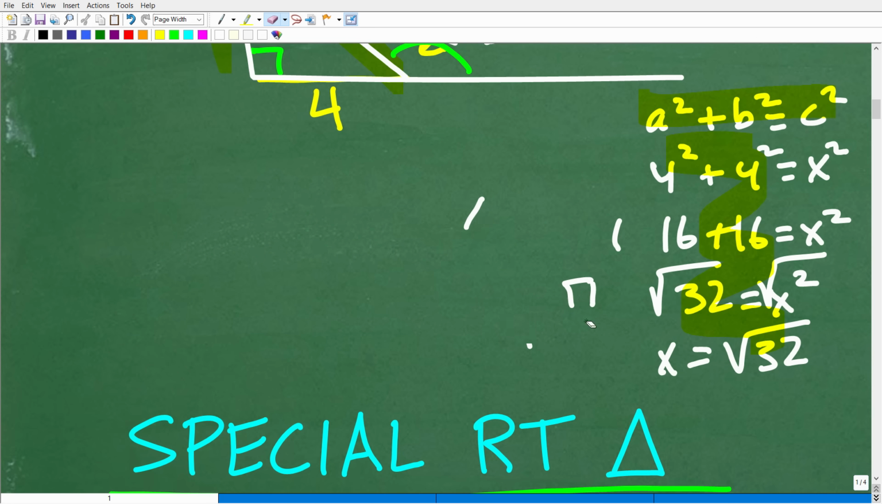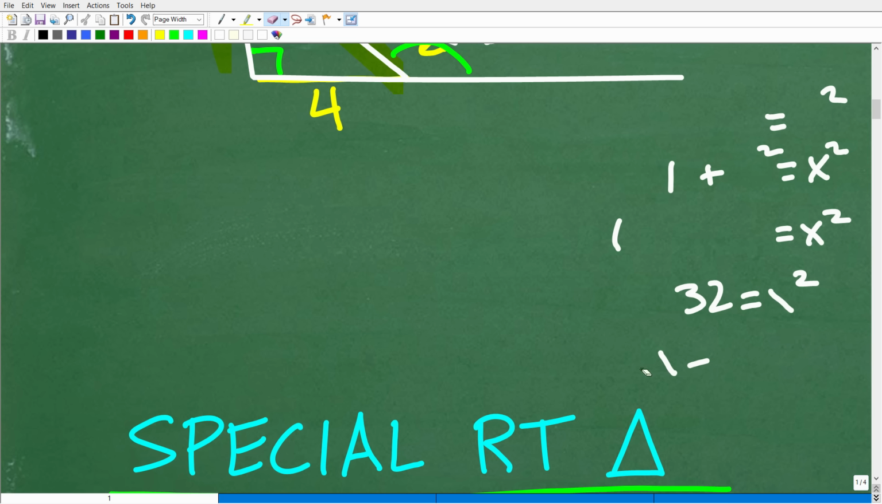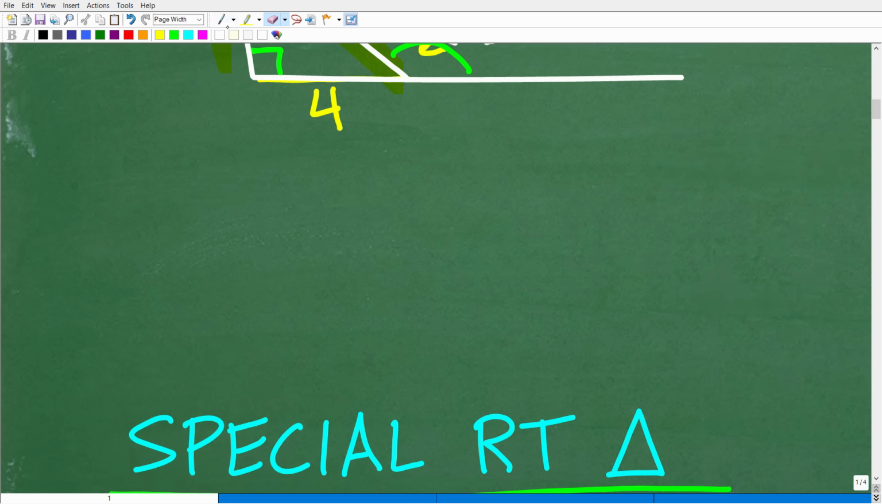And let's just take a quick look at the 30, 60, 90 special right triangle. So I'm not going to verify it. Well, yeah, I will verify it actually, but not right now. I'll verify it in just a second. But let's just take a look at the properties of a 30, 60, 90 special right triangle. So here it goes.